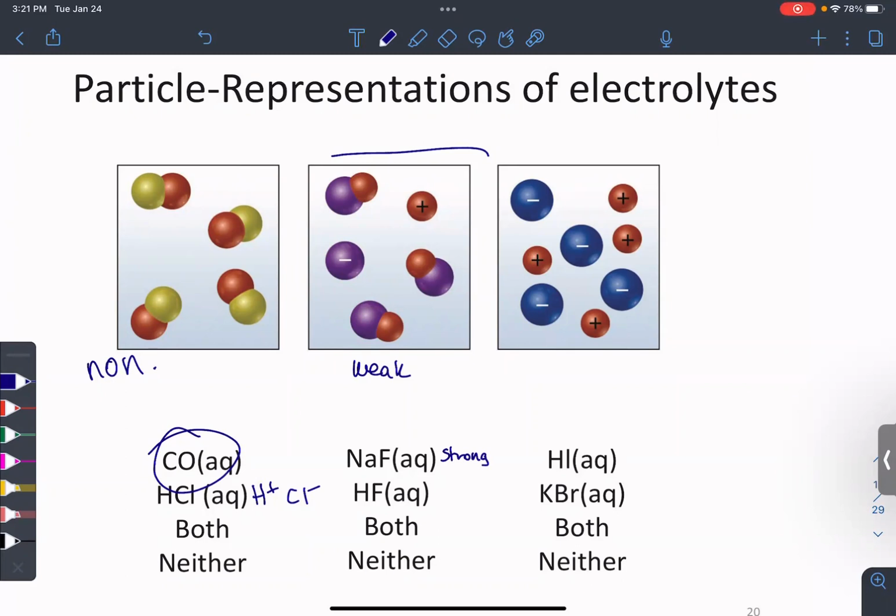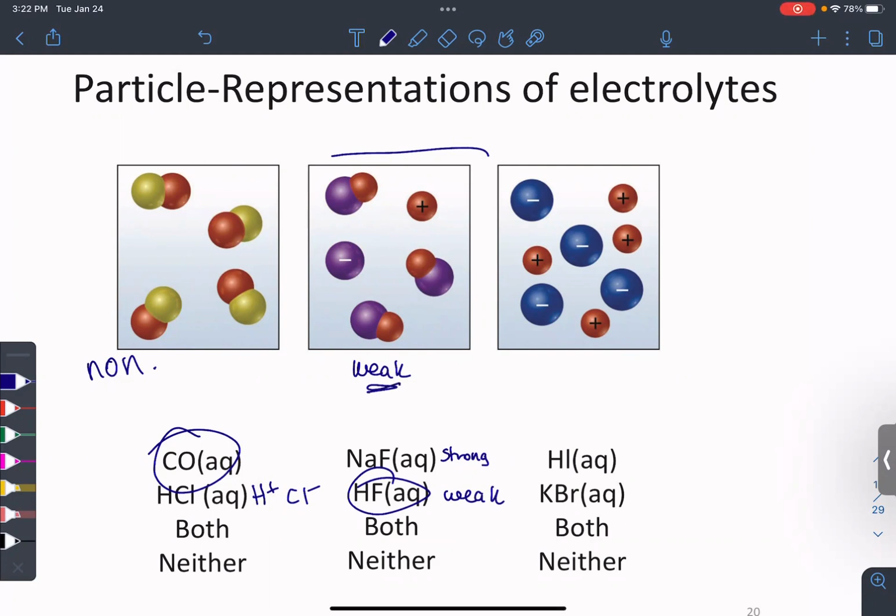Is it one of our seven strong acids? No, it is not. HF is not. It's HCl, HBr, and HI that are the only strong binary acids. HF is actually a weak acid, if you're looking at the periodic table. So this is a weak acid. So HF would adopt this picture because we have both ions and intact molecules. This is a weak electrolyte.